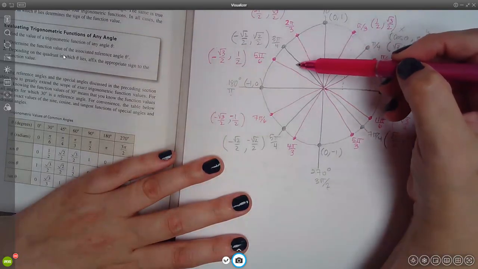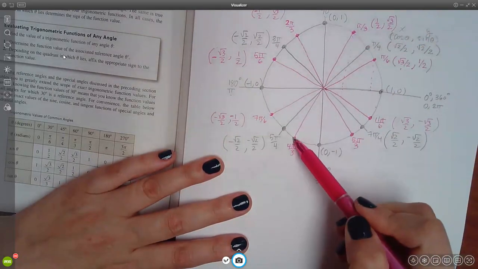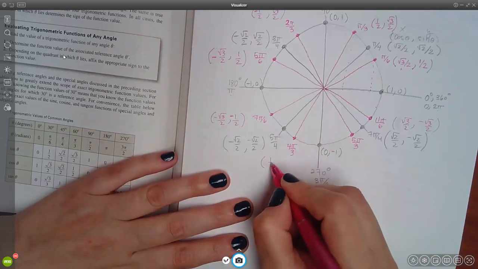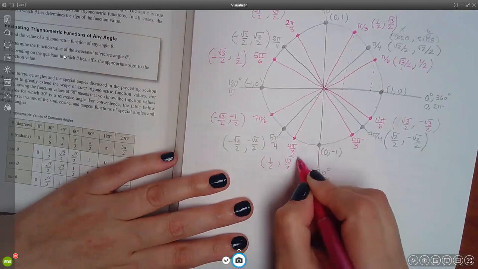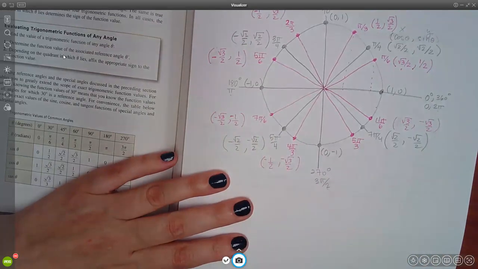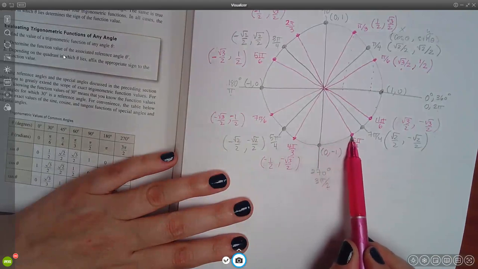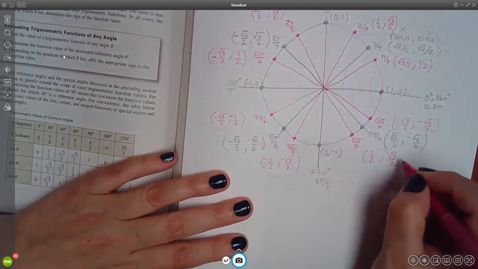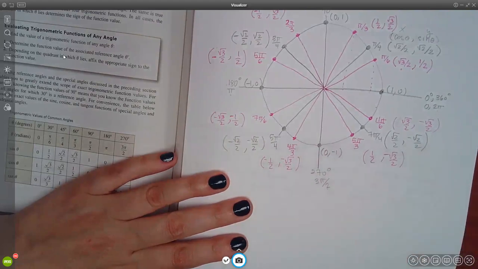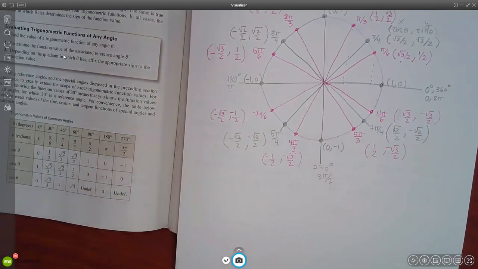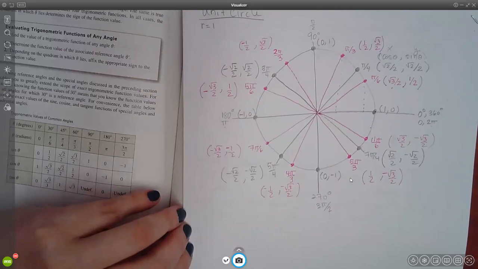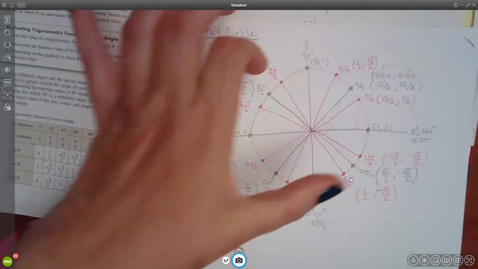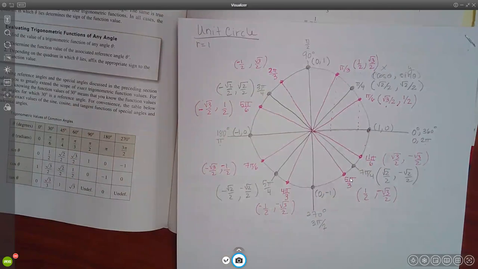Then if I trace downward, you get to the 4 pi over 3. So that has the same values. But in this quadrant, you have both negative. And then I go back over to 5 pi over 3. Same values. But the y is negative in this quadrant. You can build it. You never have to memorize every single one. You can just memorize one quadrant and then just map all the rest of it out, okay?